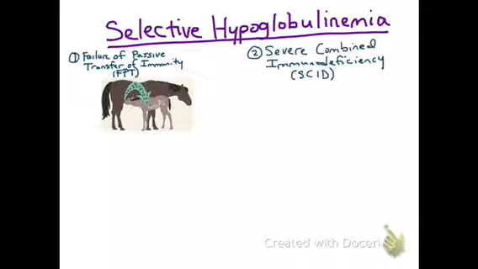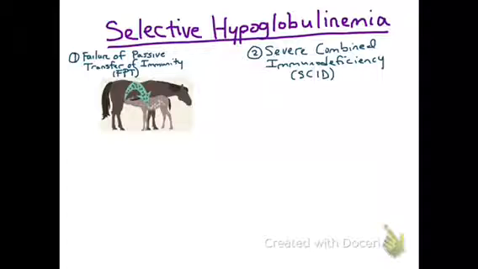This video is going to be on selective hypoglobulinemia, which means that the globulins are decreased and they are disproportionately decreased relative to albumin. So selective hypoglobulinemia exclusively occurs in young animals, and we're really going to talk about two diseases, and that's failure of passive transfer of immunity, or FPT, and severe combined immunodeficiency, or SCID.